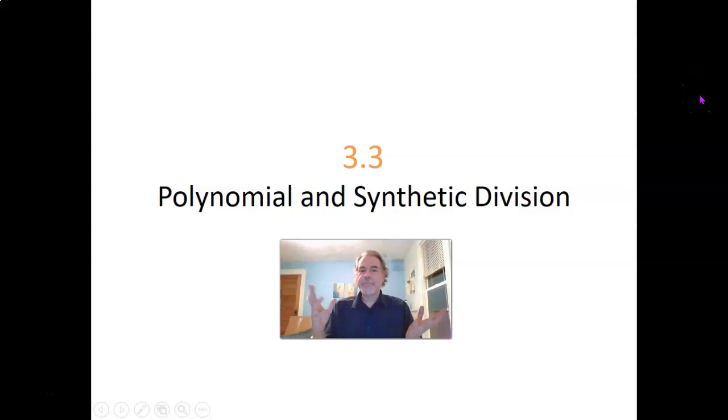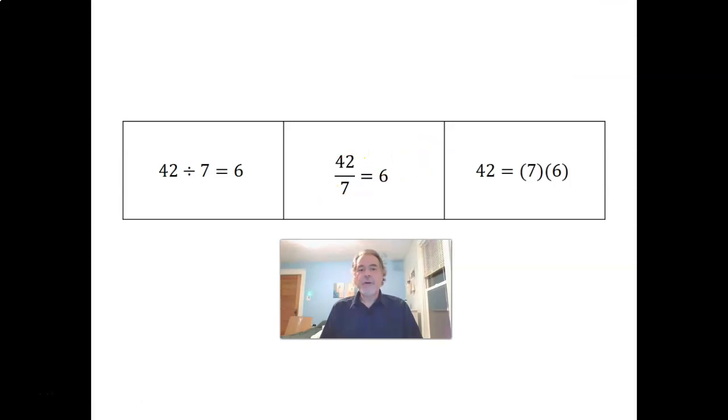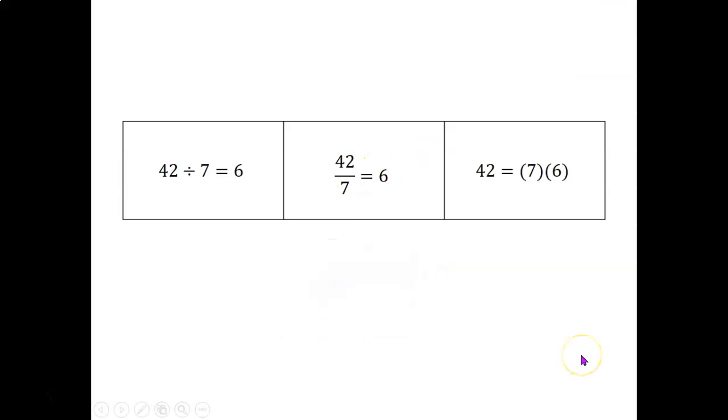Let's talk about division. When you divide one number by another, sometimes it comes out even, and sometimes there's a remainder. For example, if I said, what's 42 divided by 7? I'd be asking, what number can you multiply times 7 to get 42? And the answer is 6. So 42 divided by 7 is 6, because 7 times 6 gives you 42.